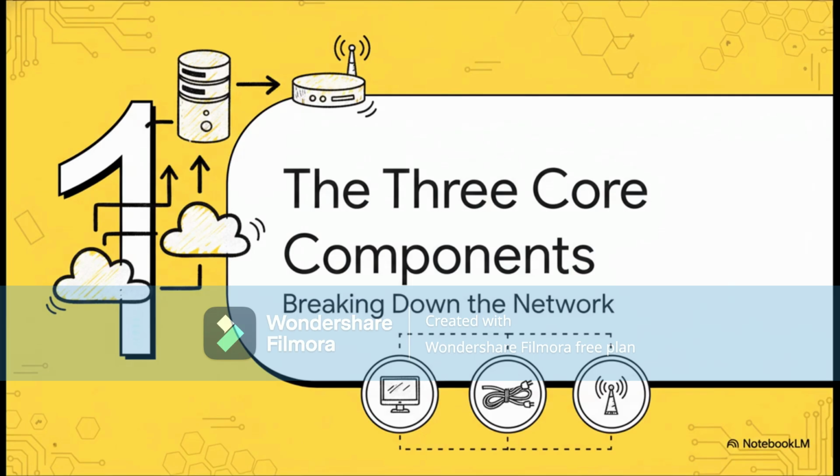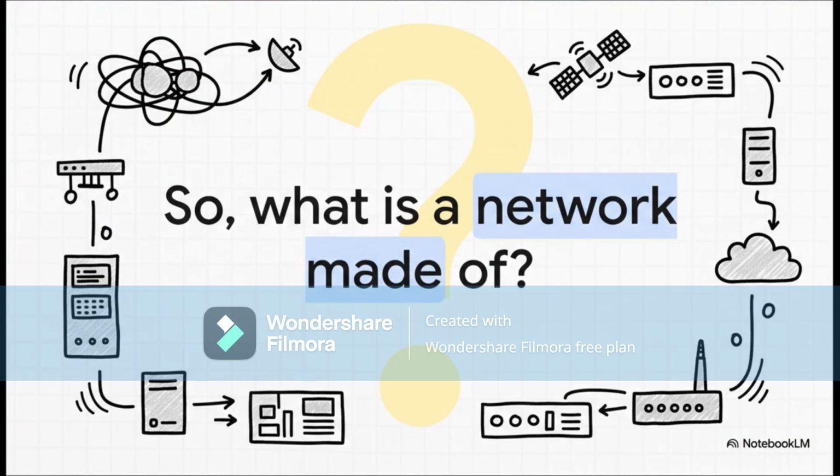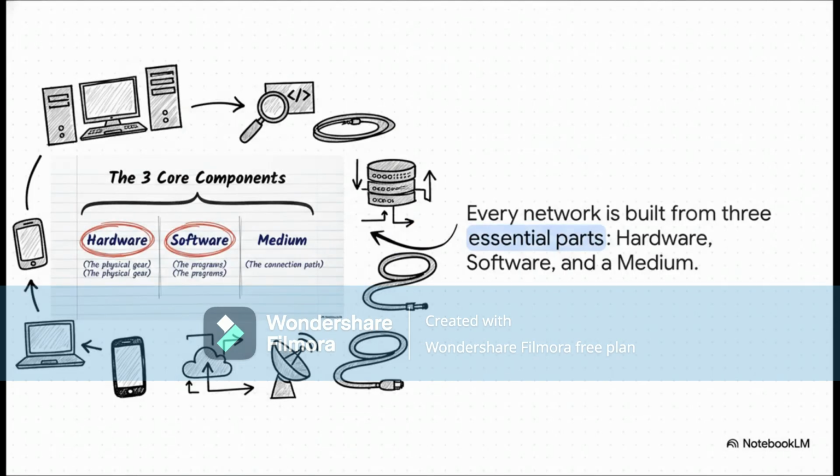Okay, so let's get into the good stuff. We're going to break it all down. Every single network, whether it's big or small, is built from 3 core components. But what are they? Let's really look at what makes all this digital communication possible. What are the essential building blocks? And here they are. Every single computer network, from the Wi-Fi in your house to the entire global internet, is built from just these 3 things: hardware, software, and a medium. Let's dig into each one.